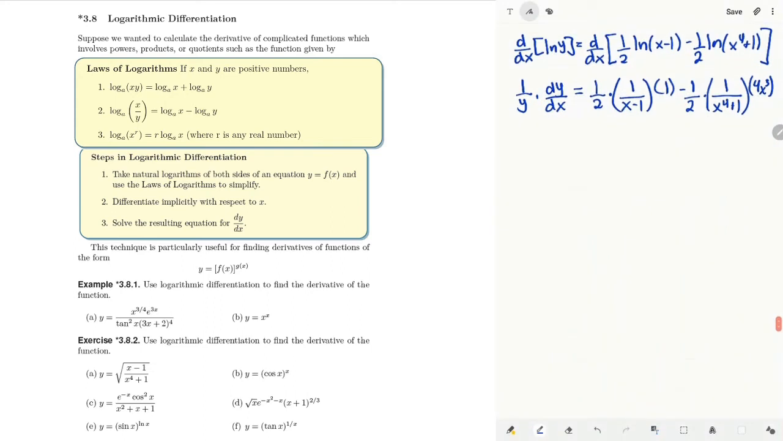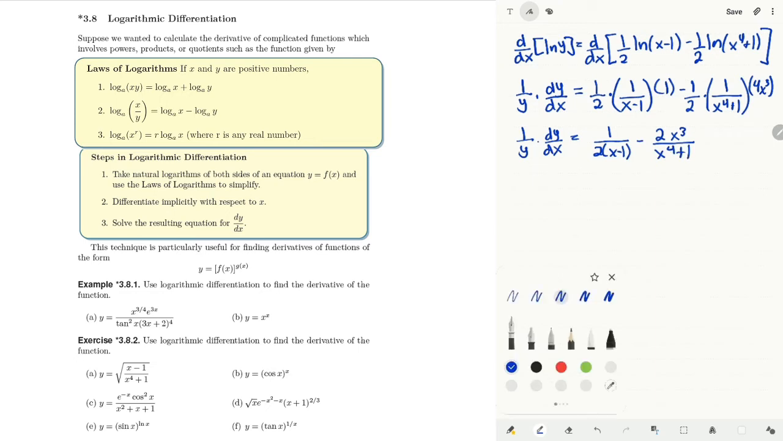So let's simplify the right-hand side. We have 1 over 2 times x minus 1, minus 2x cubed over x to the 4 plus 1. So the 4 over 2 can be reduced to 2 over 1.